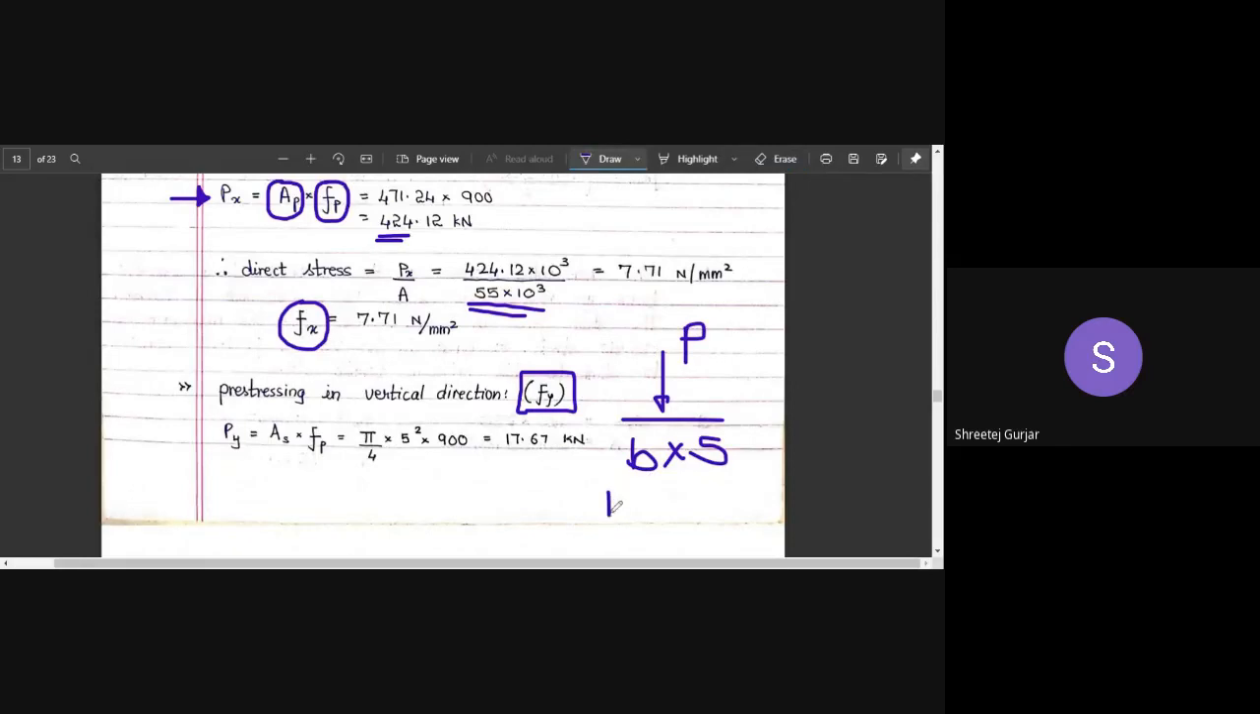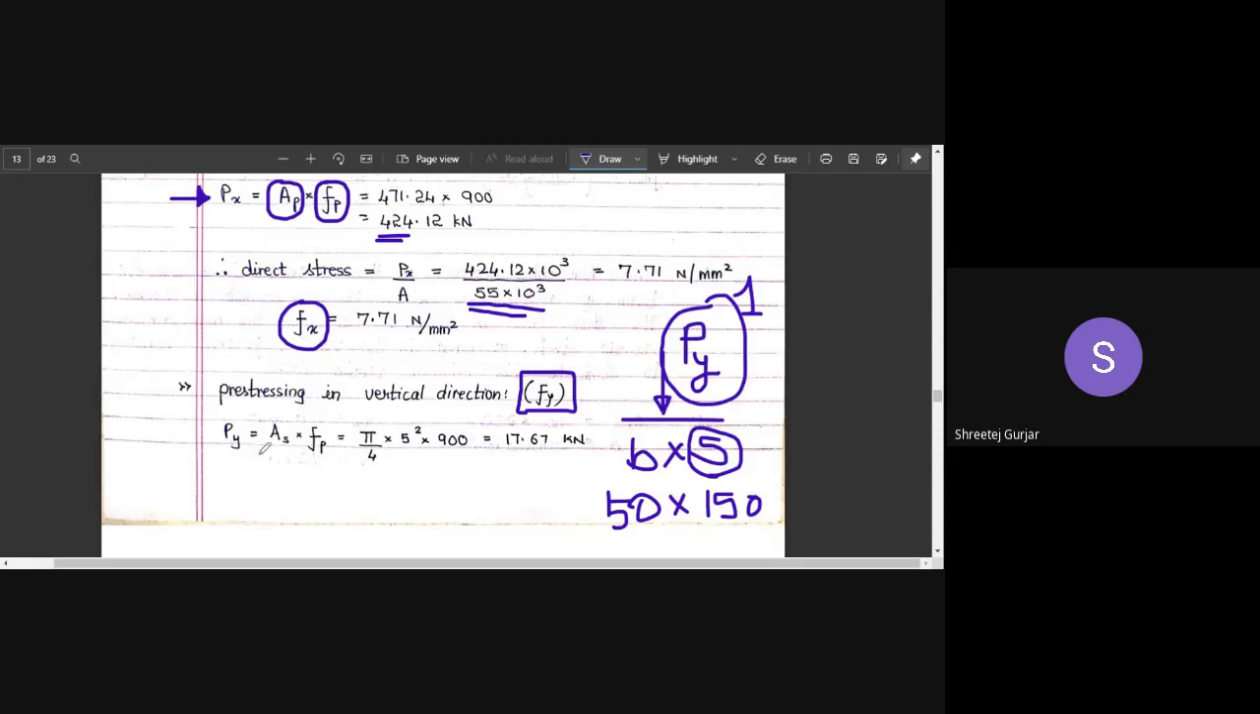So this is 50 into 150, and this is Py, that is the pre-stressing force in the Y direction. We have to calculate this for a single wire because we are using spacing over here, right? We are using spacing, so use only an individual wire, don't consider all the wires. So for an individual wire we have to calculate Py.